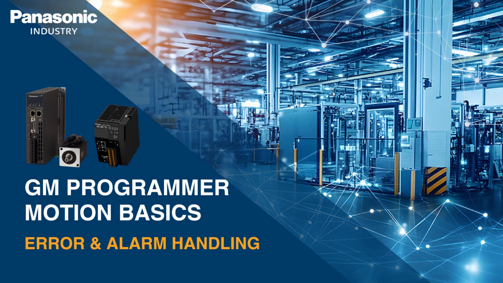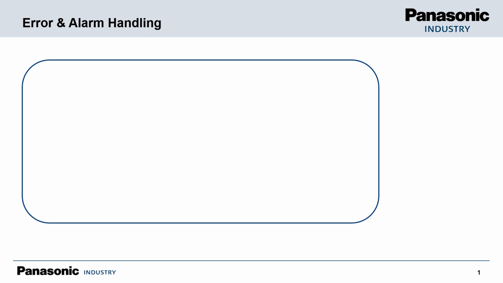Have you ever wondered what to do when errors or alarms show up in your application? Let's break it down. Error and alarm handling plays a vital role for an application. Error and alarm handling is a critical part of any machine or motion application. When something goes wrong, the operator or programmer needs clear and meaningful information.